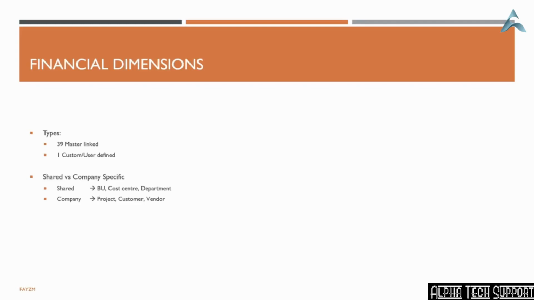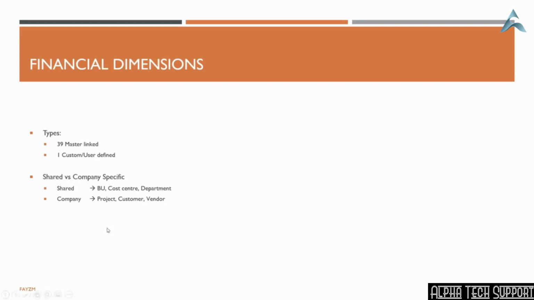And then there are the company-specific financial dimensions like project, customers, vendors. If you have a project financial dimension, when it is created as a new project in company A, it will not really mean that every legal entity, like company B or company C, will also need the same financial dimension to be created.